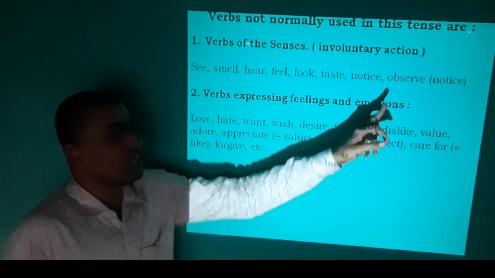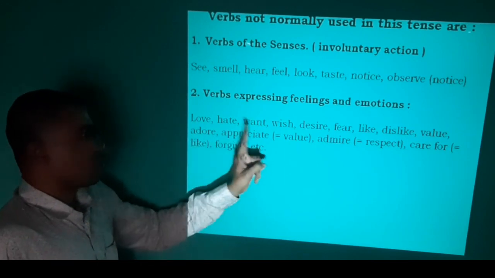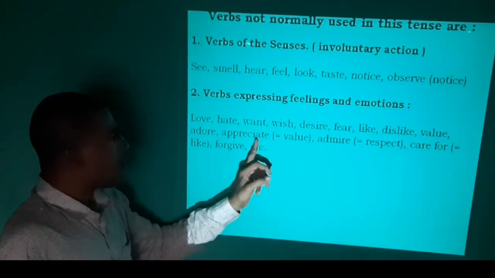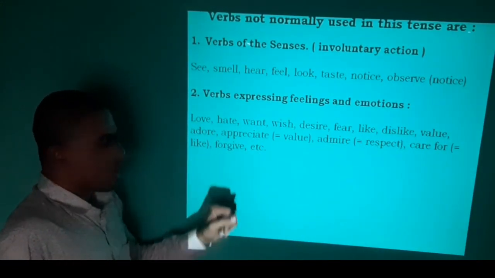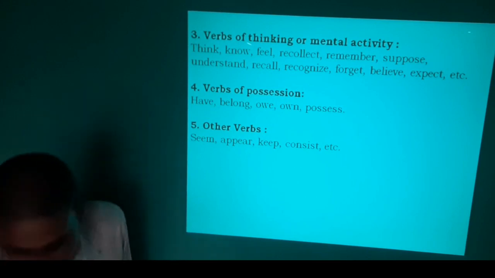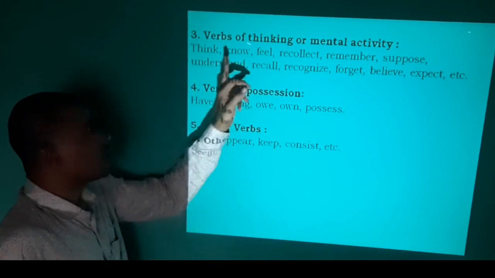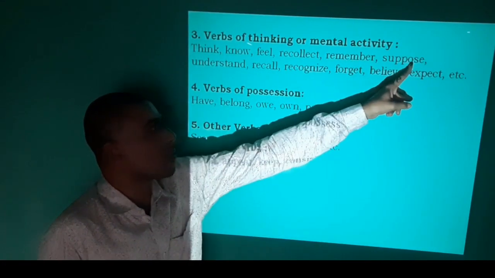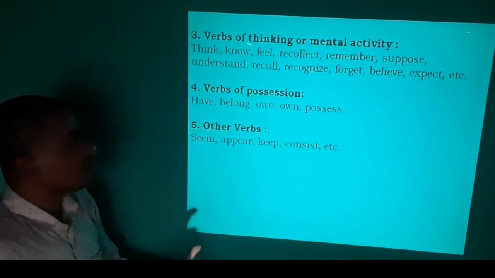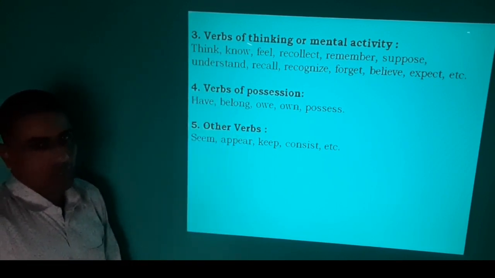So verbs expressing feelings and emotions. When you talk about the feelings and emotions of someone, we speak in terms of love, hate, want, wish, desire, fear, like, dislike, value, adore, appreciate, admire, care for, forgive, forget. All these feelings we generally talk about in simple tense only. And then next, verbs of thinking or mental activity. So when you talk about think, know, feel, recollect, remember, suppose, understand, recall, recognize, forget, believe, expect, all these things we talk in terms of simple present only or in the present perfect, not in the continuous or perfect continuous.